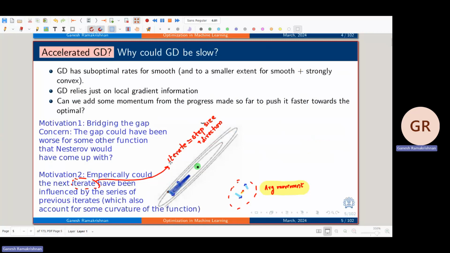And this got us motivating: is there something we can do with the fact that functions are well behaved, both from the curvature upper bound and curvature lower bound perspective? Those are the two motivations. One was bridging the gap. The second is, can the next iterate be influenced by a series of previous iterates? If the function is well behaved, which means it's predictable, neither too curved nor too flat, then you should be able to interpolate better. That's a key idea.